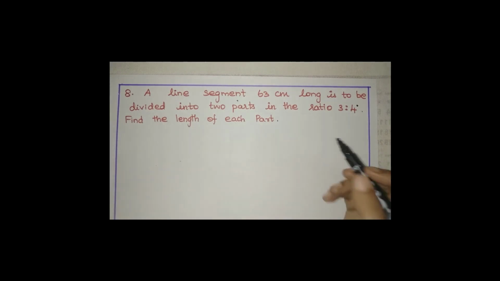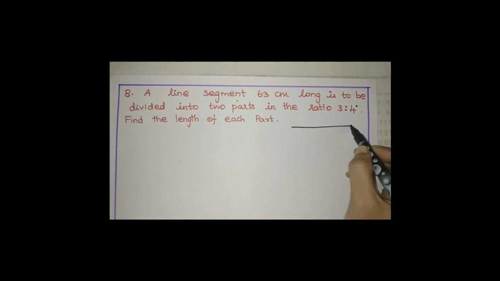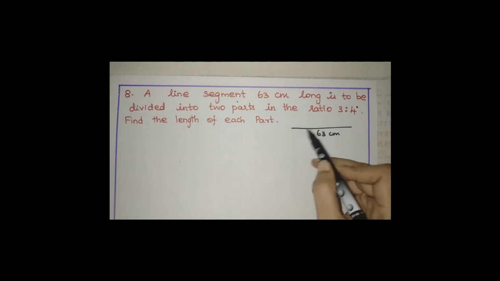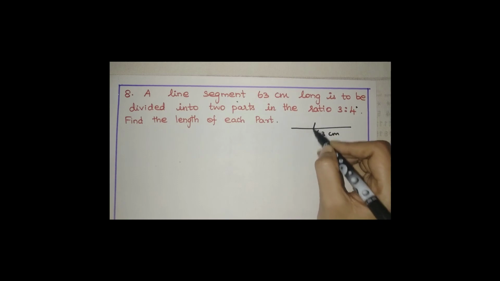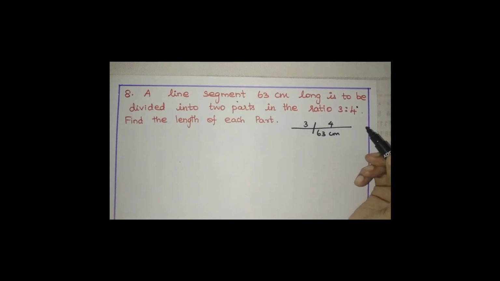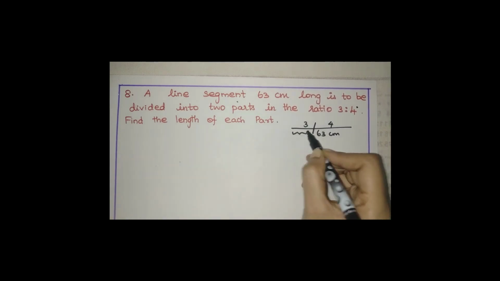So what is the question? You have a line segment of 63 centimeter long. You have to divide this line segment into 2 ratios 3:4. That is 3:4 and find each of the length.